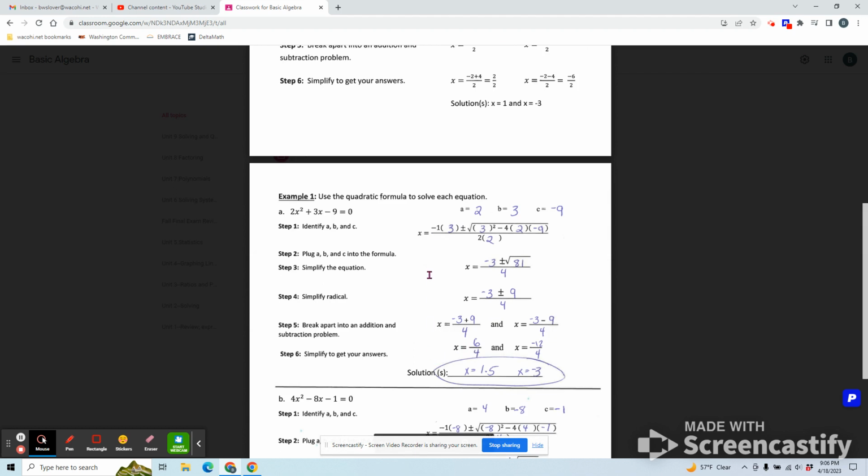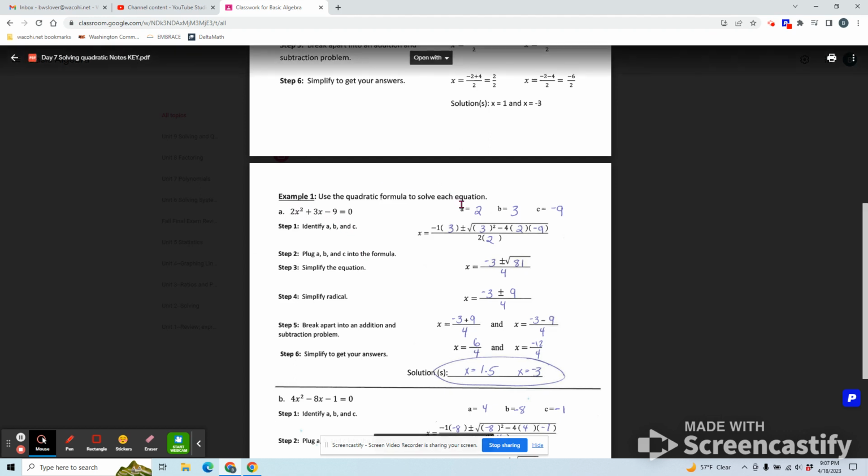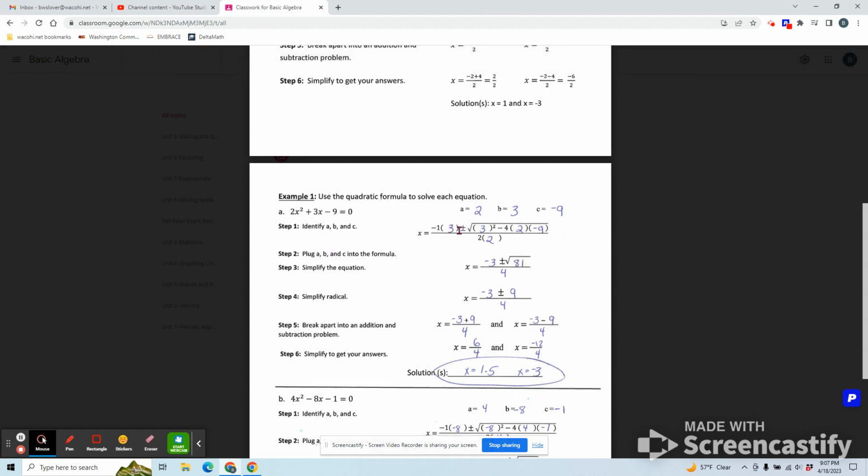Here's the second example. Use the quadratic formula to solve each equation. Directions are the same. Here's my steps. Nothing is highlighted. So if you want to, like I did in the previous example, highlight your A's and your B's and your C's to help you, go for it. You don't have to. So my 2 goes with my A value, my 3 goes with my B value, and my negative 9 goes with my C value. So I identified it. Now I'm going to plug them into the equation. The equation's on the other side of the notes. You can easily turn your paper over, or you can already write it on your reference sheet.